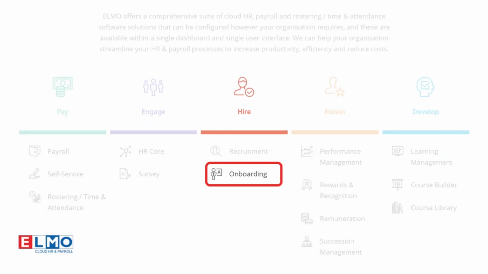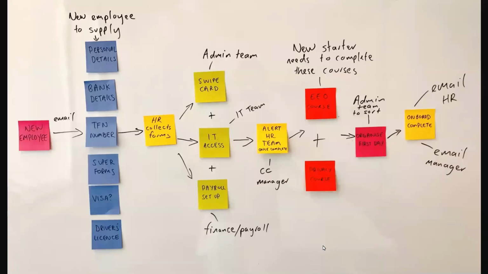Successful candidates can then be transferred into ELMO's Onboarding Module. ELMO's Onboarding Module allows workflows to be created to drive onboarding, offboarding, crossboarding, and other workflow-driven requirements. Here's an example onboarding process mapped out on a whiteboard with post-it notes.